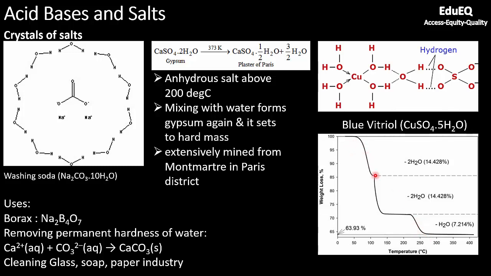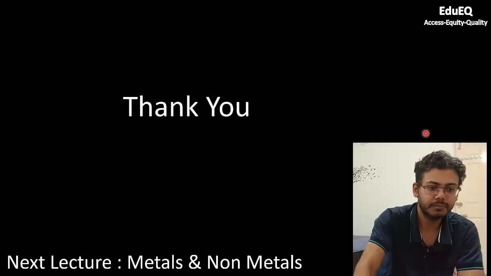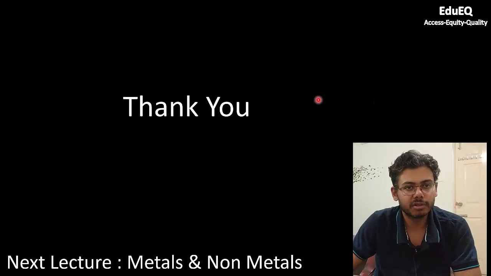So this is how the TGA curve progresses. You start from here and you start losing water molecules, and at the end, if you heat it directly to 220 degrees, what you will have is anhydrous copper sulfate, meaning only CuSO4 without any water of crystallization. So that's all for this chapter.